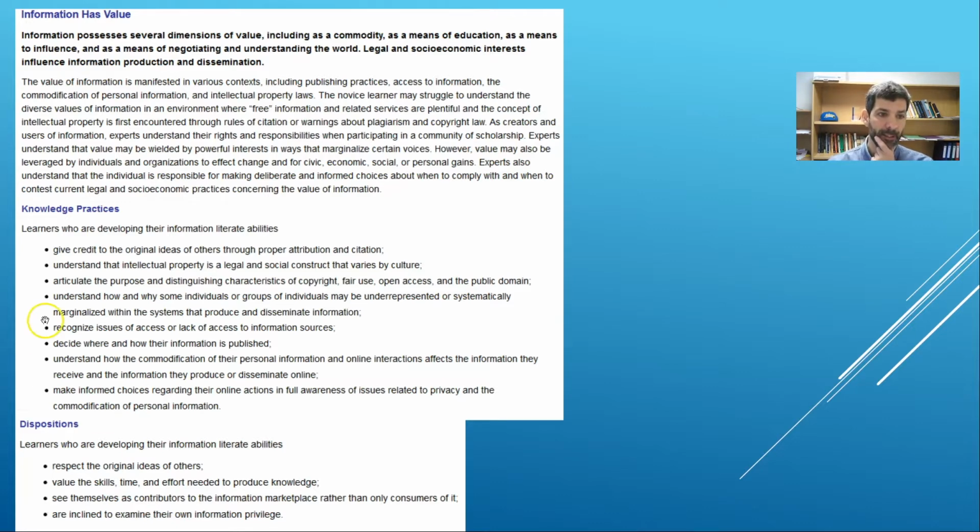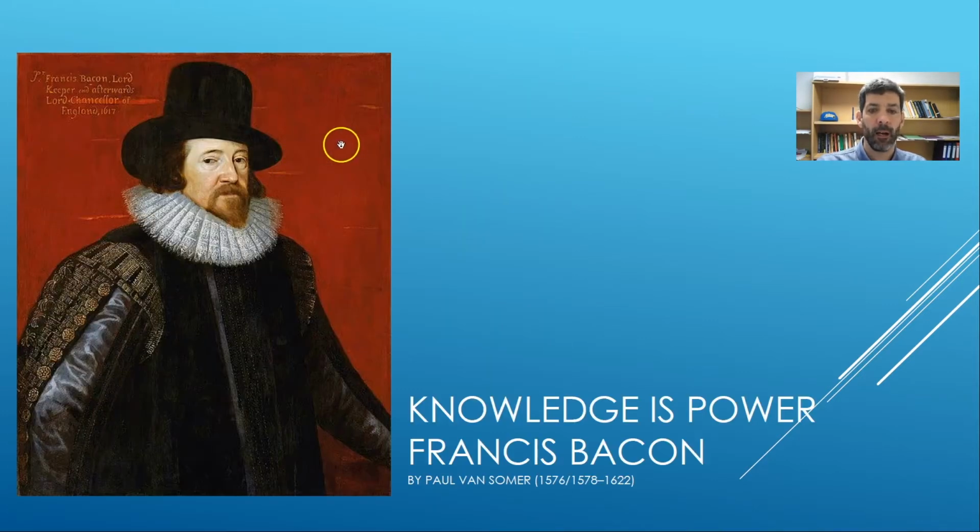So in terms of the practices, give credit to the original ideas of others through proper attribution and citation. On a very basic level, just as with scholarship as conversation, one of the ways to show that you value information, or that information has value, is to properly cite it. And that relates to intellectual property and lots of other things. We'll tackle most of these in this lecture, so keep the frames document handy as we go through and look at where you see knowledge practices or dispositions. Okay, well, let's start with Francis Bacon.